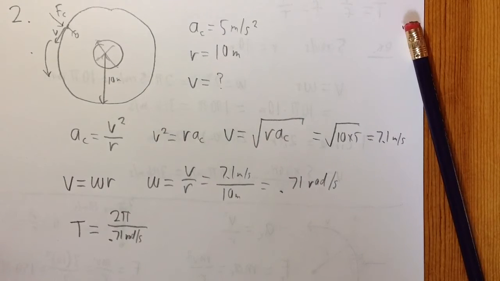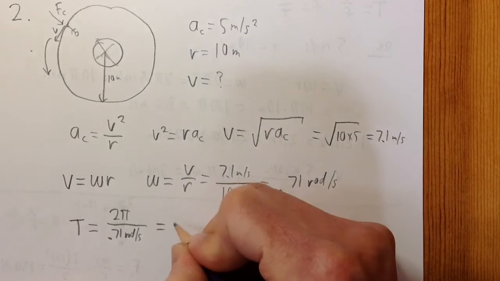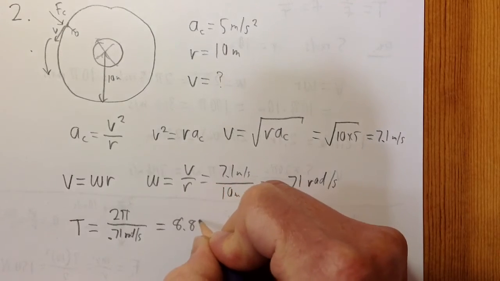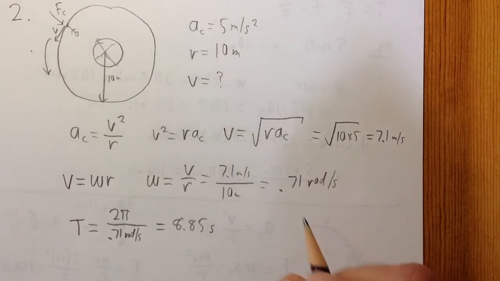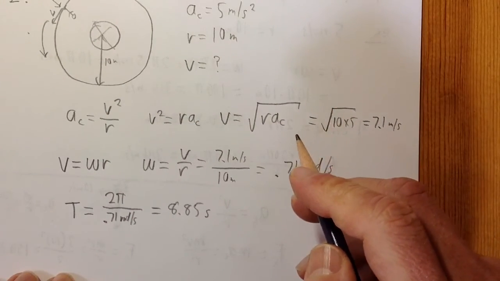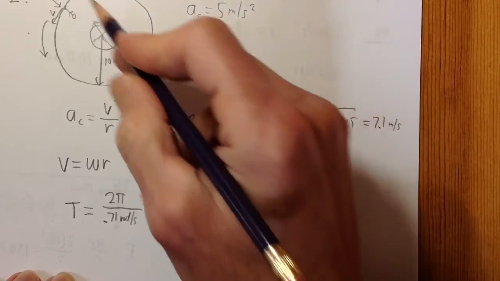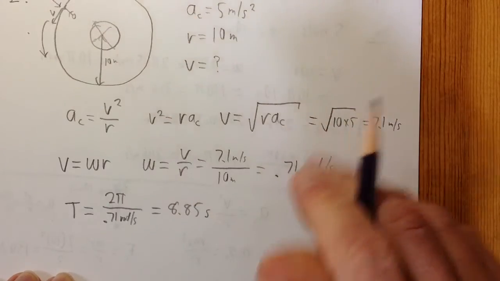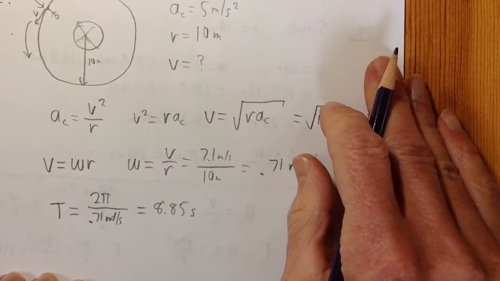So let's see, do that on my calculator. 2 times pi divided by 0.71 is about 8.85 seconds. So you're going to turn one circle every 8.85 seconds, which means, again, imagine that, going in a circle every 8 seconds, you would definitely get dizzy.